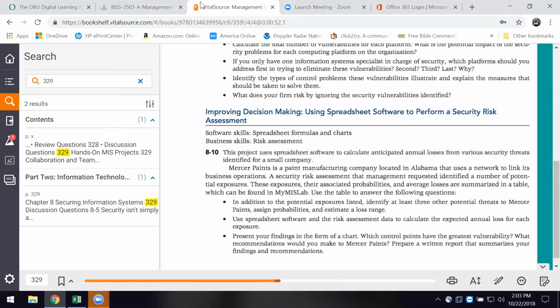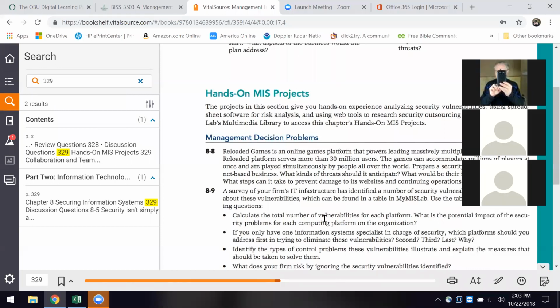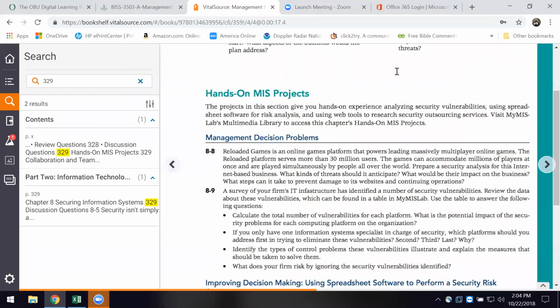But for all intents and purposes, I've got a couple of hands-on projects. One is this gaming company, and they're going to get a platform that's going to take them into one of these MMOGs, which is a massively multiplayer online game. I'm not a gamer, but 30 million users is a lot of people. And what they ask you is to put together a security analysis for that, types of threats to be anticipated, etc. And that makes a lot of sense. So I think you'll want to take a look at that, and that's one of the options.